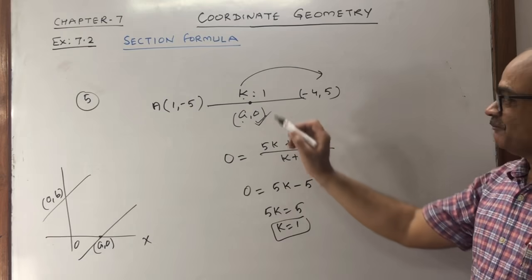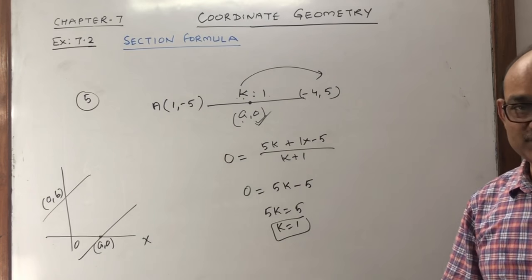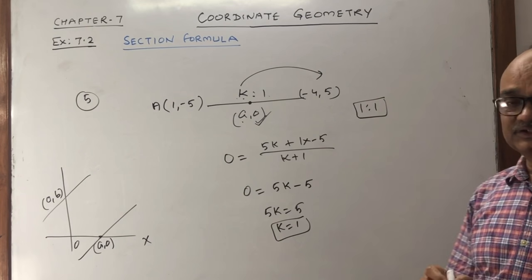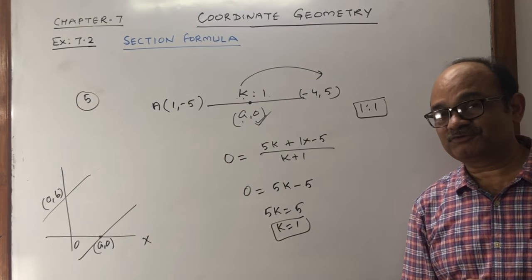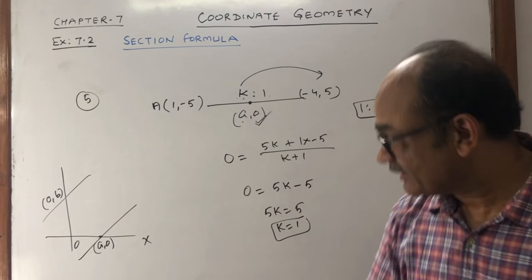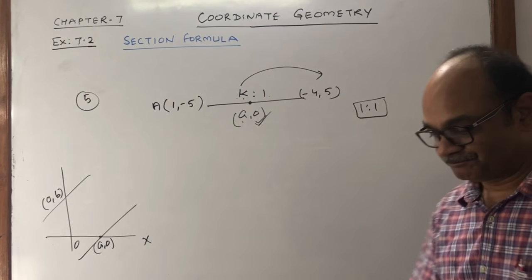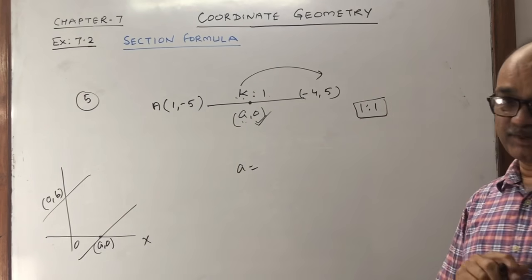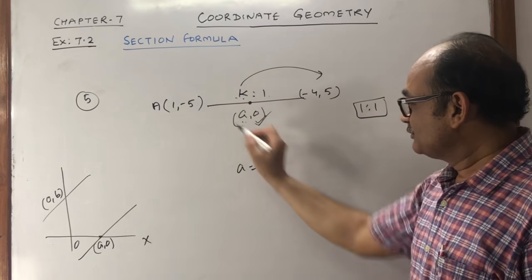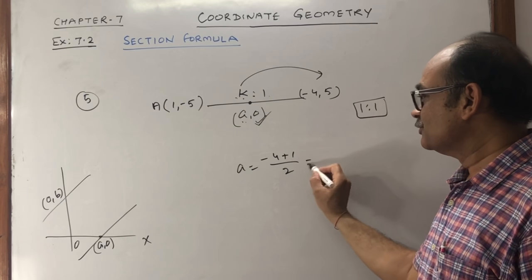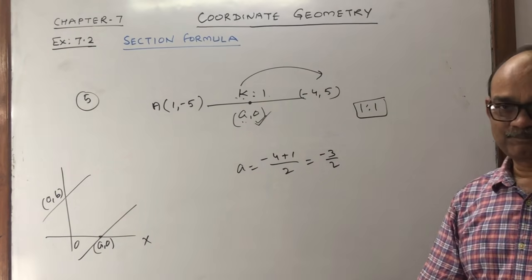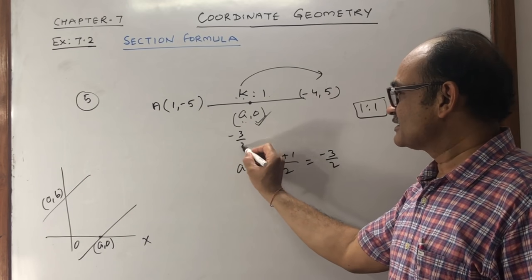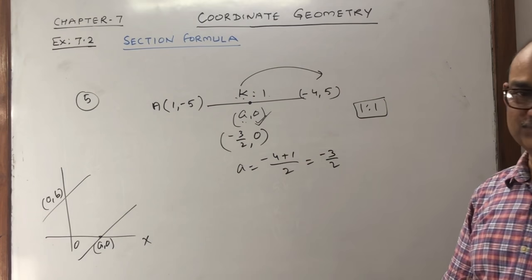K equals 1 means the ratio is 1:1. Now the question is, find the coordinate. It means you have to calculate A. So how do we calculate A? Now another point. So this A, 1:1, that is midpoint. And midpoint means average. So -4 plus 1 divided by 2, that is -3/2. So what about the final answer? Final answer is coordinate -3/2, 0.